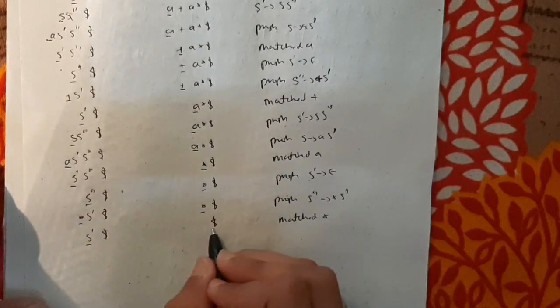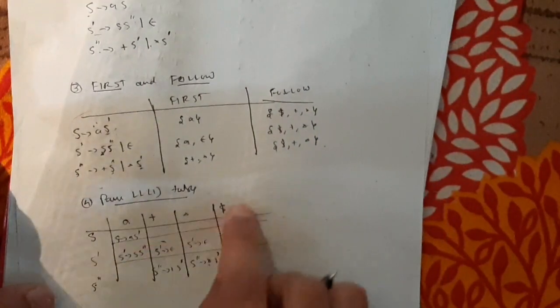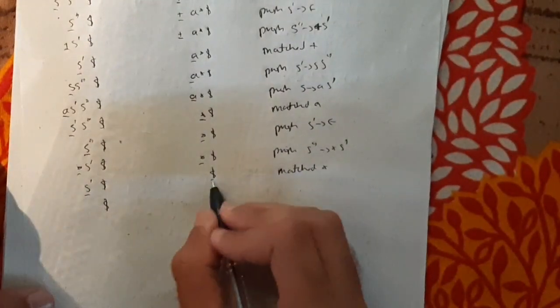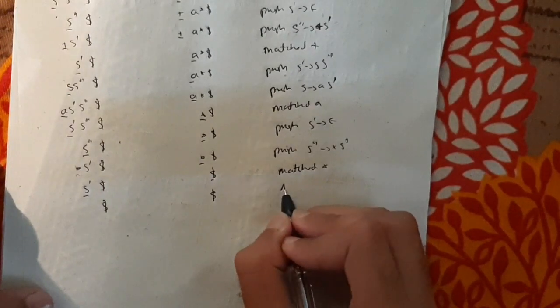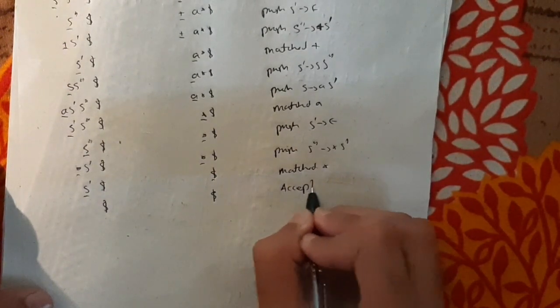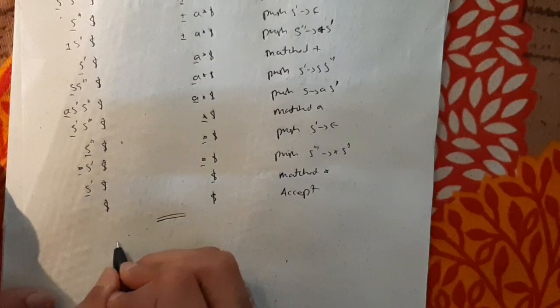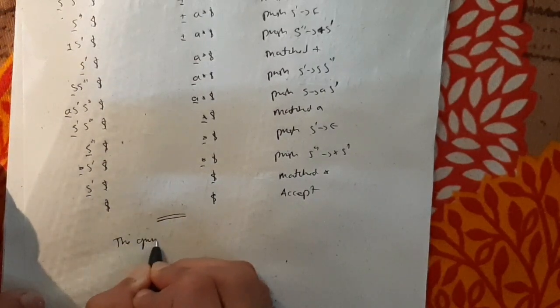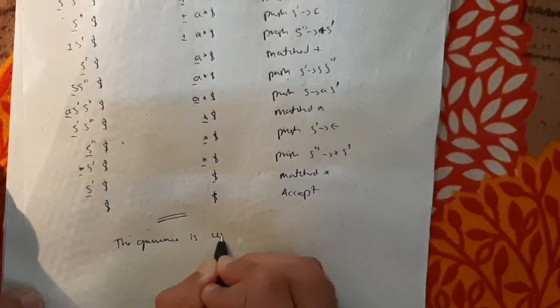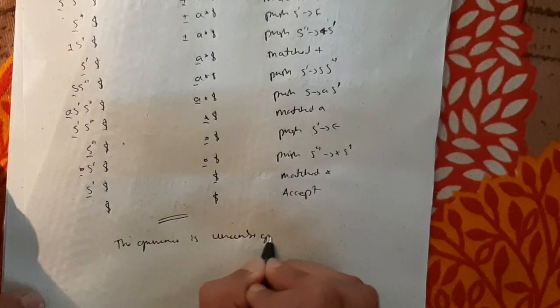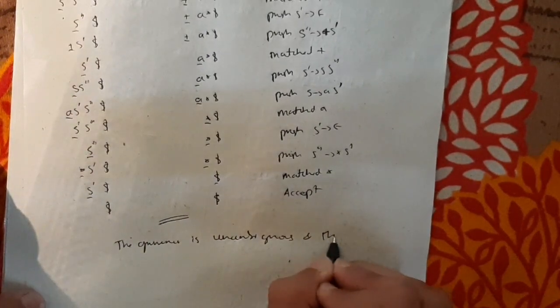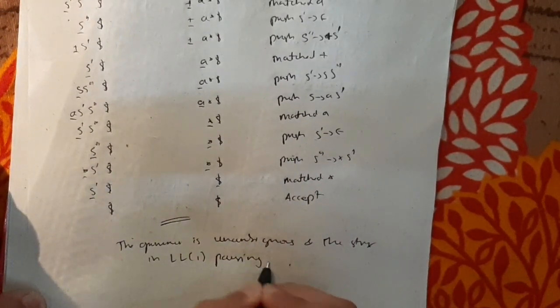Then we have S dash and dollar. So where does S dash and dollar lead us to? S dash and dollar leads us to epsilon. So what I'll write is just epsilon. I'll just remove it, and here also nothing is there, and I'll just type accept, because nothing is there on both sides. It means it's accepted, and the grammar is unambiguous, and the string is in LL(1) parsing. That's the last sentence which you have to write.